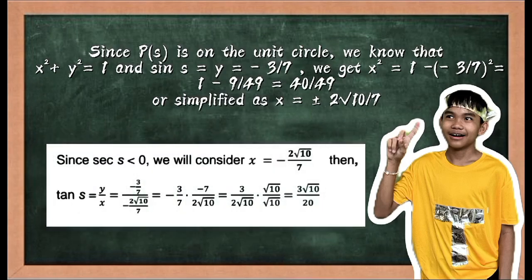Since secant s is less than 0, we will consider x equal to negative 2 square root of 10 over 7. Then tangent s is equal to y over x, which is equal to negative 3 over 7 divided by negative 2 square root of 10 over 7, which is equal to negative 3 over 7 times negative 7 over 2 square root of 10, which is equal to 3 over 2 square root of 10 times square root of 10 over 10, which is equal to 3 square root of 10 over 20.